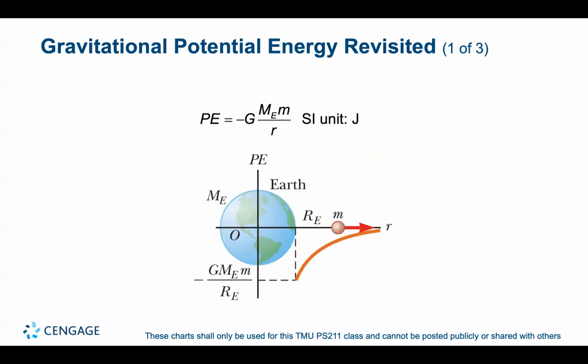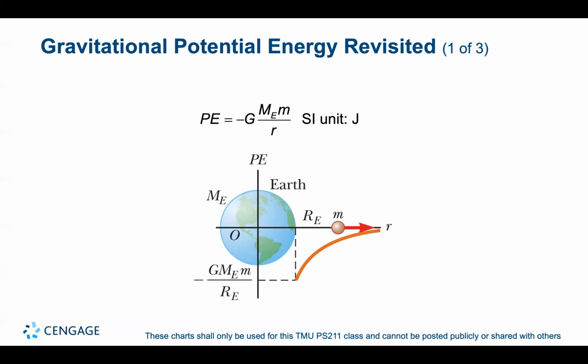In this figure, we have a mass m moving radially away from the Earth. The potential energy of the Earth-mass system, which is given in the equation there, increases from its value at the Earth's surface towards a limit of zero as the mass m travels away from the Earth, as shown on the graph.